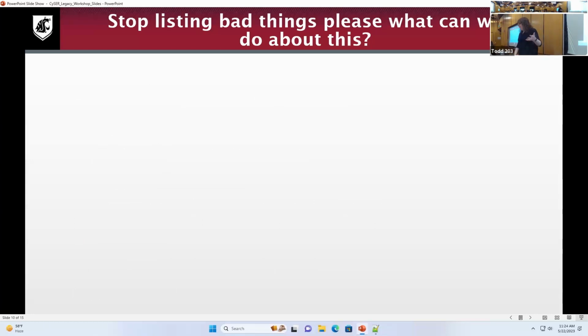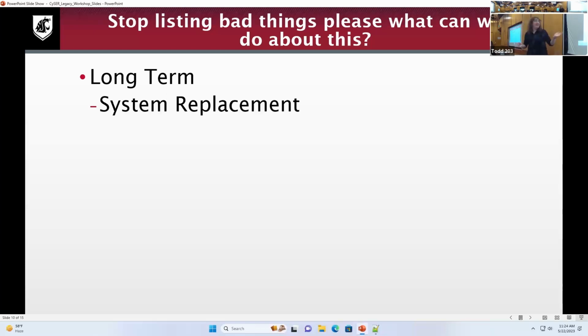Long term, we have a lot less options, unfortunately. You basically have system replacement or migration, so just wholesale removing the system from the organization. But you also have system modernization.